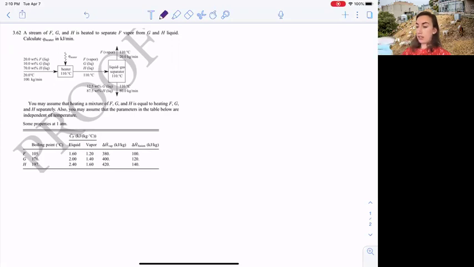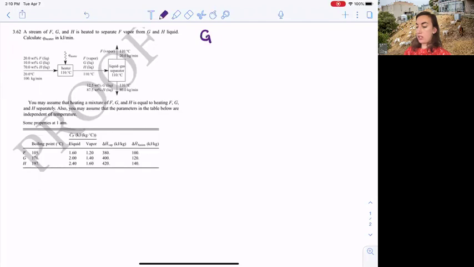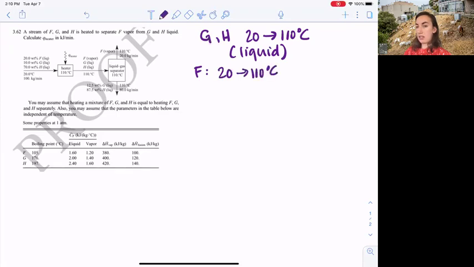So, like I said, G and H need to go from 20 to 110 degrees C as liquid, and F needs to go from 20 to 110 degrees C as a liquid. Sorry, it needs to go from 20 to 105. Then it needs to vaporize. And then it needs to go from 105 to 110 as a vapor.